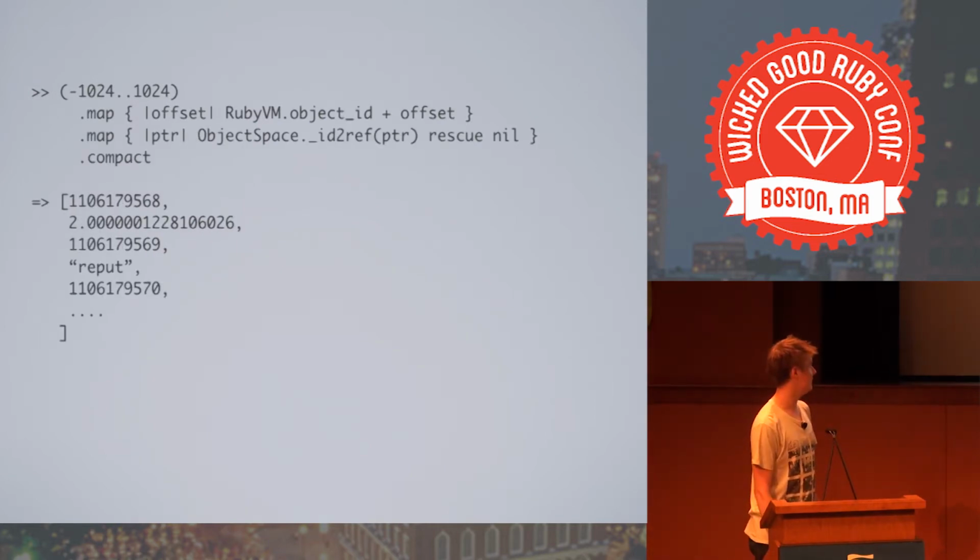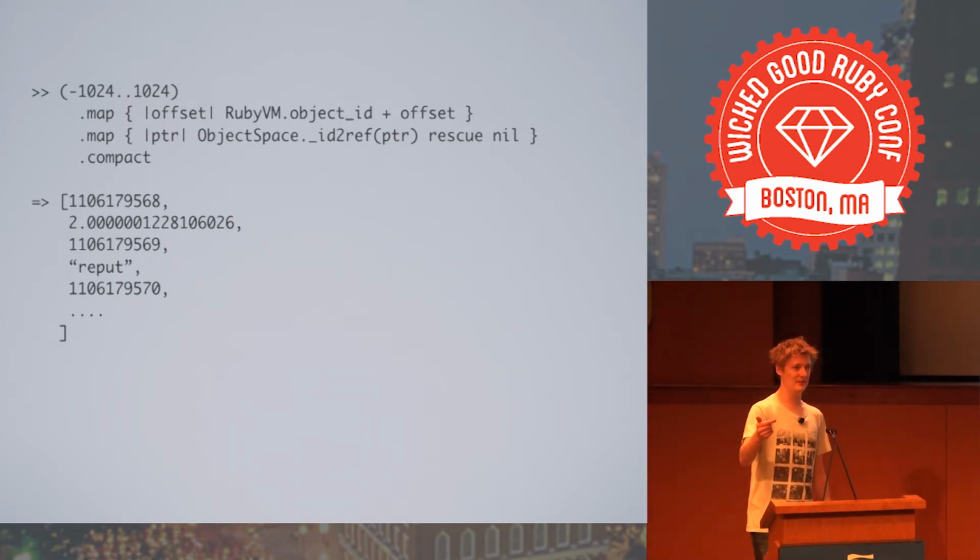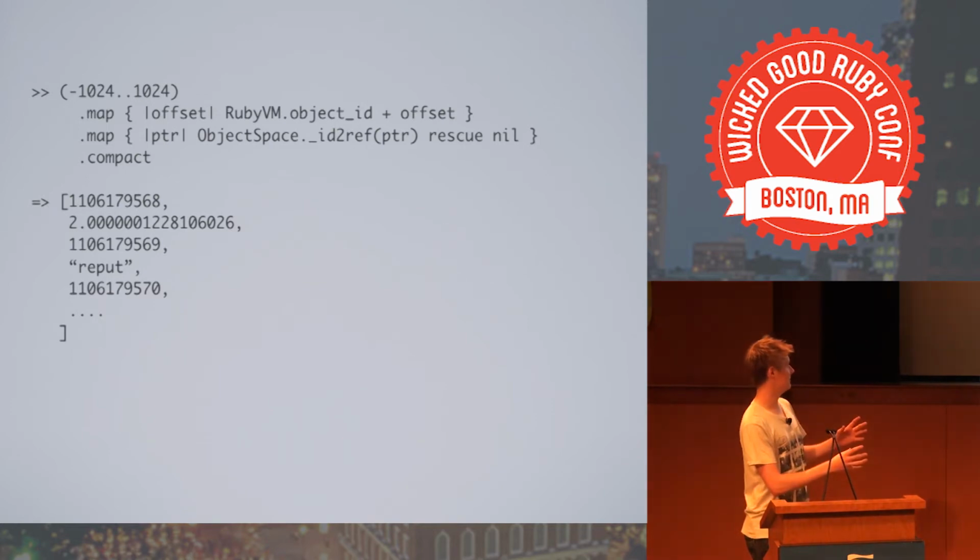Then we can use the ObjectSpace._id2ref method, which, given the object ID, if that's a valid object ID that points to a valid object, it'll give you that object back. Otherwise, it'll raise an exception. So these are the sorts of objects that we can see that are living around that area in memory. There's a bunch of Fixnums, there's a Float, and there's just some random string.